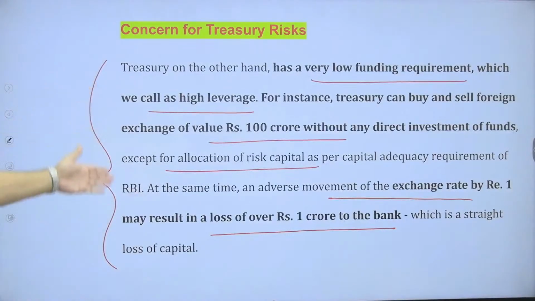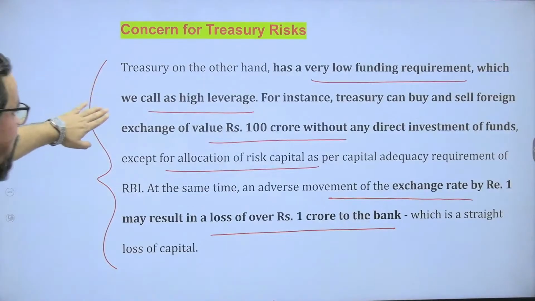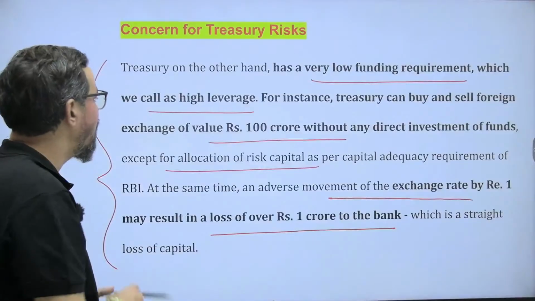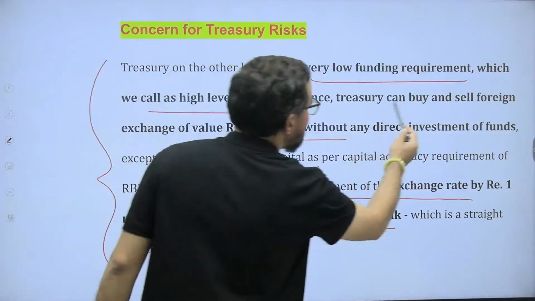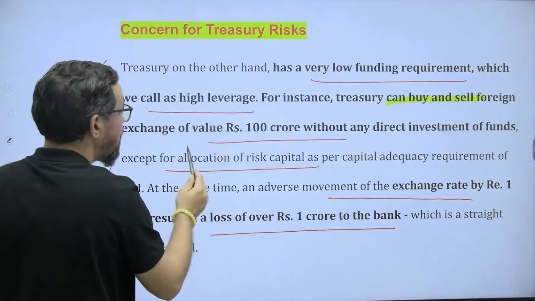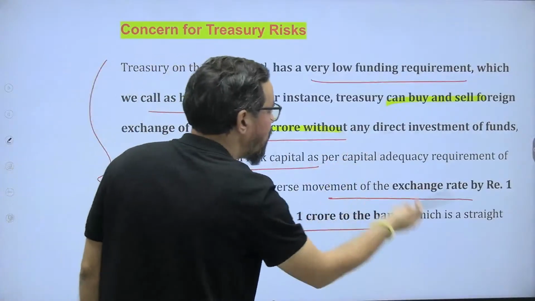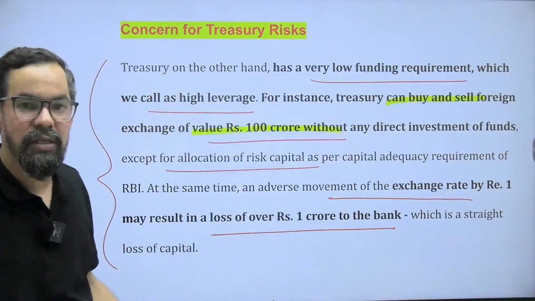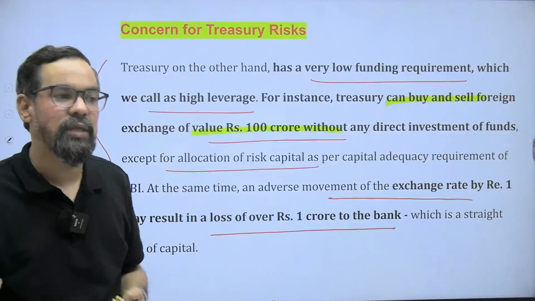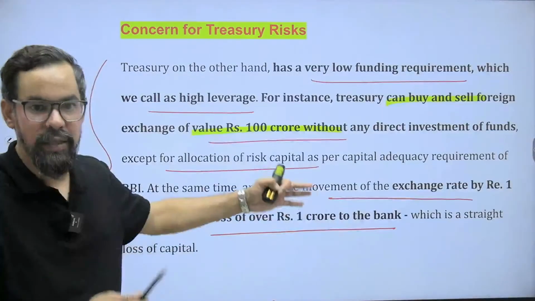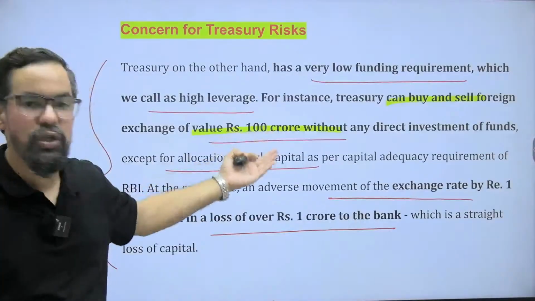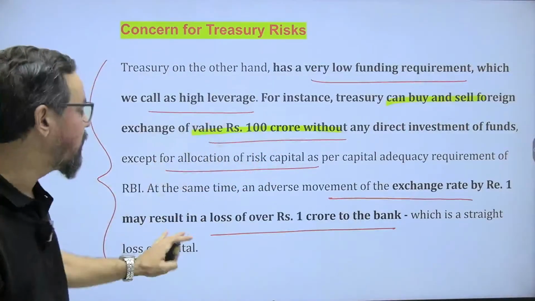See, this is explained here. It has very low fund requirements. We call it high leverage. For instance, treasury can buy and sell exchange value of 100 crore without any direct investment. Okay? That means, let's say you have 10 crore rupees of securities in your portfolio. By placing them, you can make a position of 100 crore rupees in others.